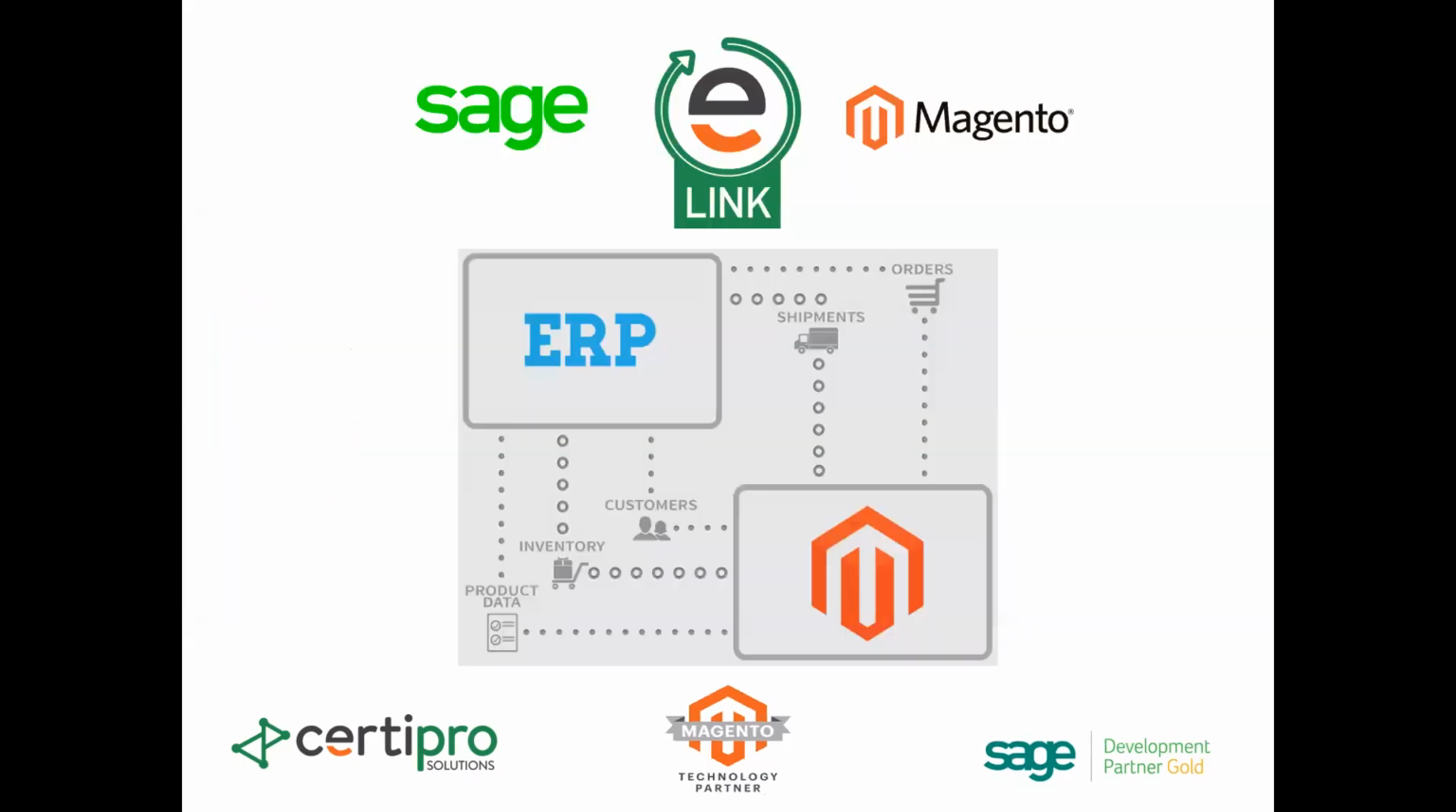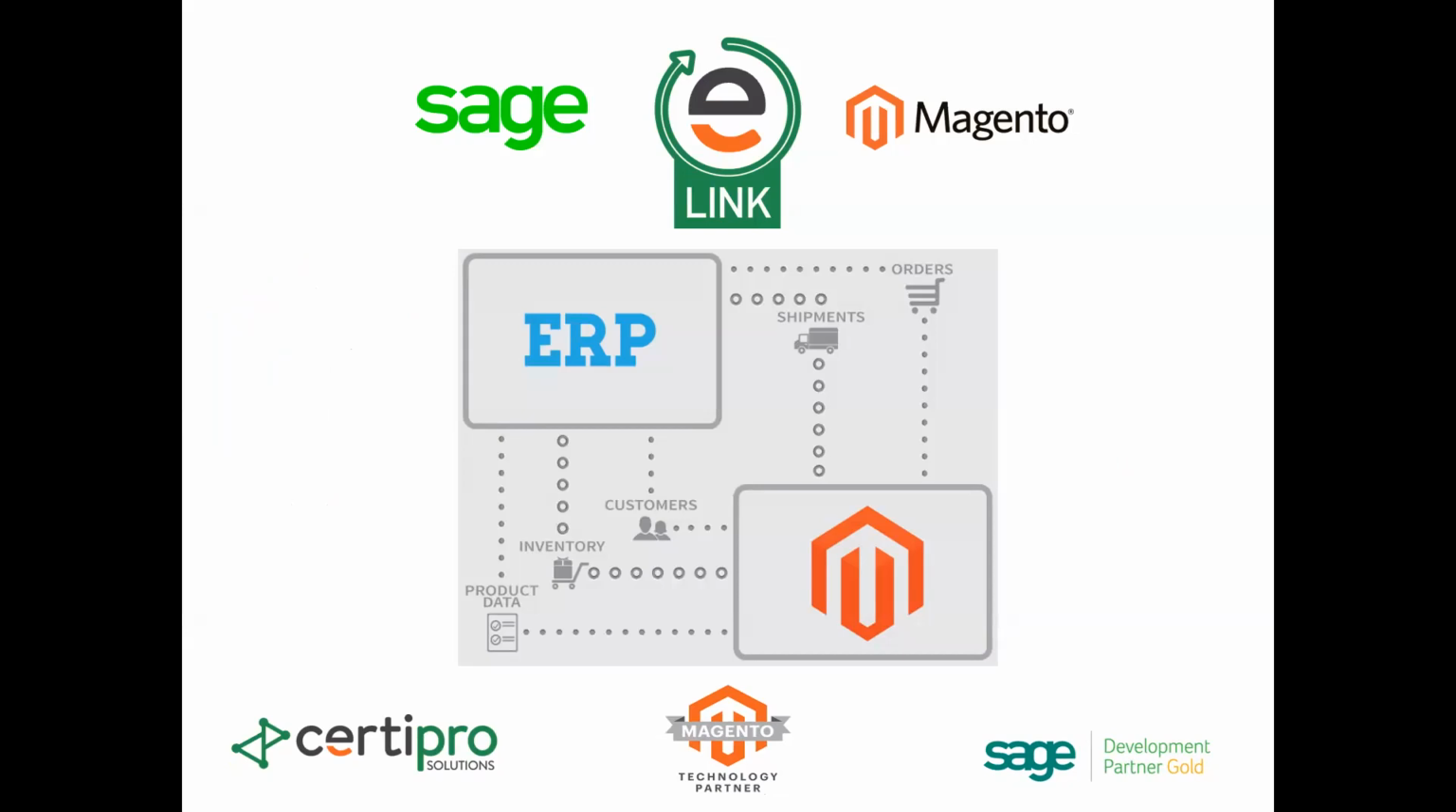So jumping back to the core of this meeting, this discussion, this demo, if you will, I just want to talk about how our product Elink actually works. Elink is actually two parts. One is an API that runs on top of the Sage server that allows us to talk to Sage using the Sage business objects.